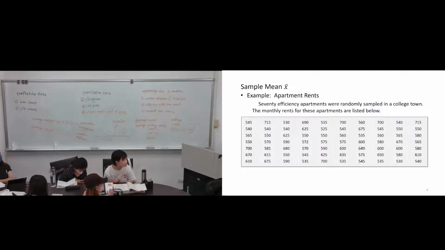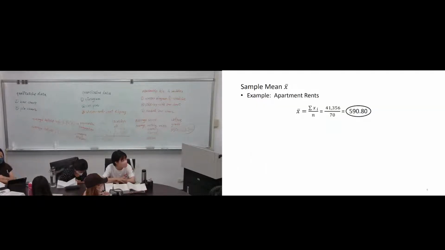So in order to find the sample mean, I would like to find the mean monthly rent for the efficiency apartments. First I sum up the 70 apartment rents and then divide by 70. 70 is the sample size. And then I obtain a value: $590.80.